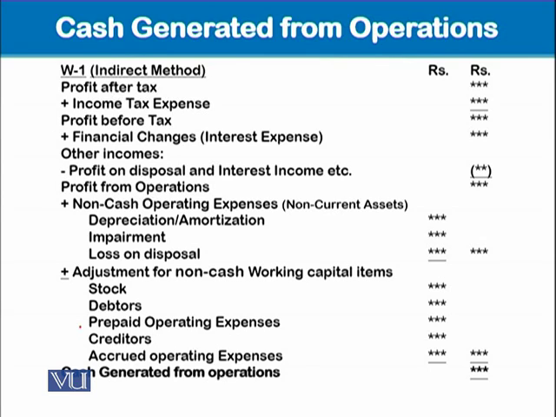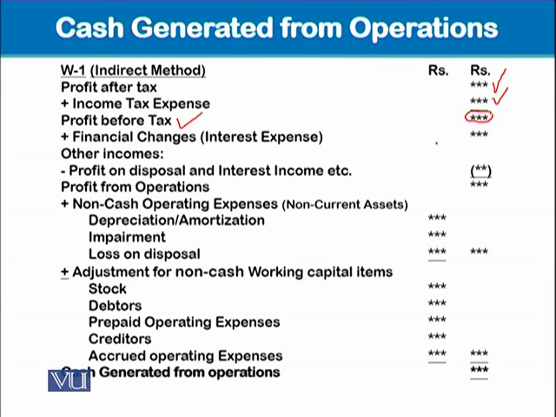Now we will discuss the indirect method. Under this indirect method, we start from profit after tax figure. We take this from profit or loss account, we add income tax in order to calculate profit before tax, or even we can start from this as well if it is given. So now we have to shunt out the non-cash items from it.